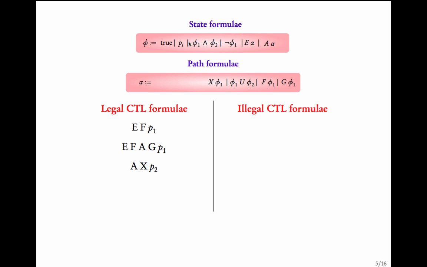AXP2, still simple. So A of alpha, where alpha is X of phi 1, where phi 1 can be P2. You can form AND of two legal CTL formulae. So you can say AFP1, which is possible, and AGP2, and you can form the AND of them. Let us now see some formulae that cannot be formed using these rules.